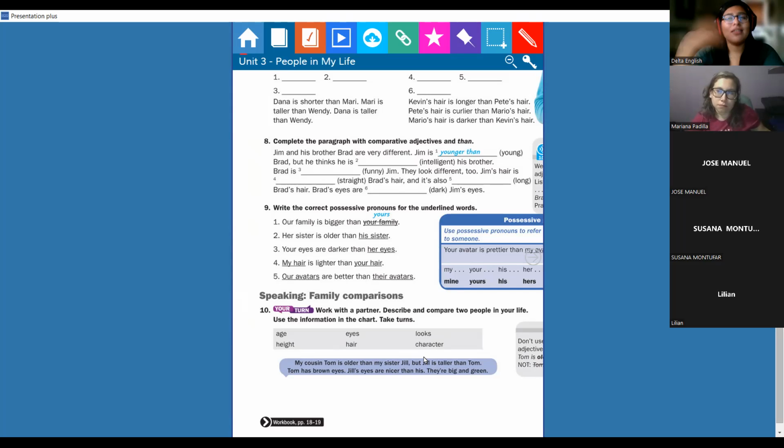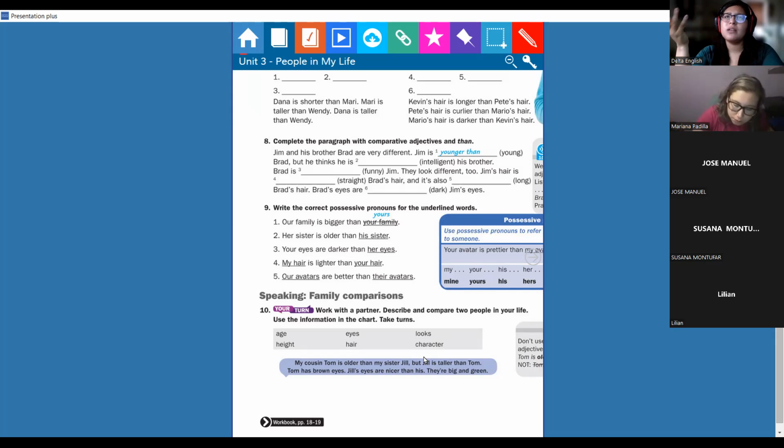You're going to compare their hair, you can compare their height, you can compare their looks, you can compare their character. One is funnier, one is more intelligent. You can compare the color of their eyes, whatever you like. And when you're doing those comparisons, try to use those possessive pronouns. Voy a comparar 2 personas en mi vida, 2 personas que yo quiera. Mi mamá y mi papá, mi hermana y mi prima, lo que yo quiera. Y los voy a comparar basados en su apariencia física.